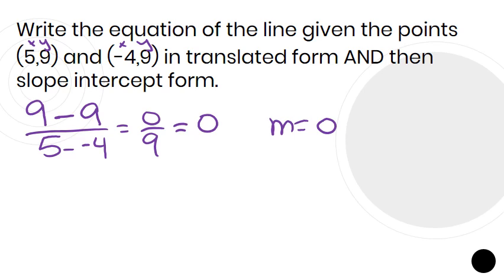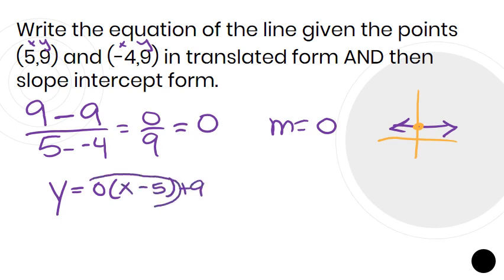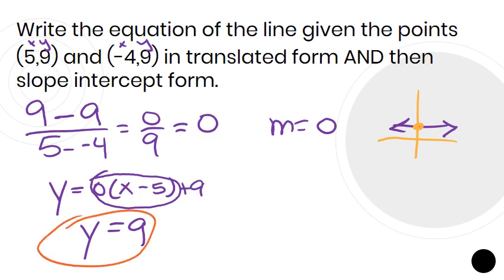Take a moment. What kind of line is that? Is that vertical or is that horizontal? That would be a horizontal line, which means a horizontal line, if I'm looking at a coordinate axis, goes through the y-axis. So a couple of ways to approach this. If you were to just approach it using translated form, you could use any point. But notice if you times by 0, all of that goes away and you end up with y equals 9. That's what I'm looking for right there, y equals 9.